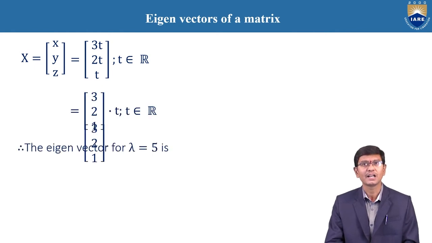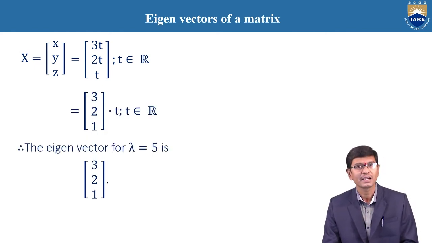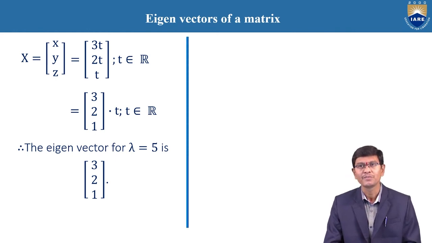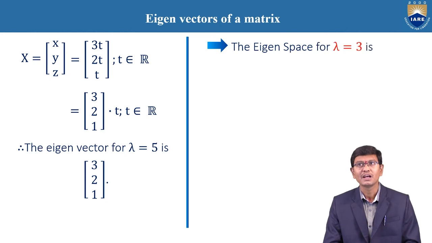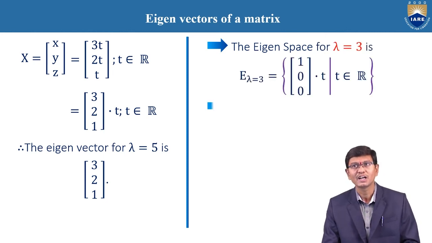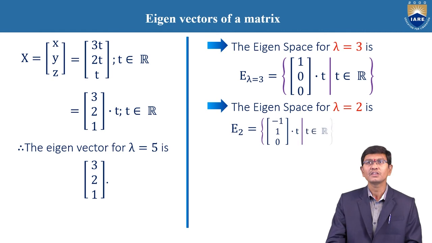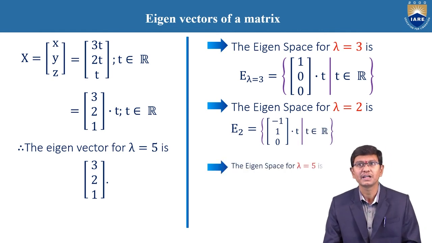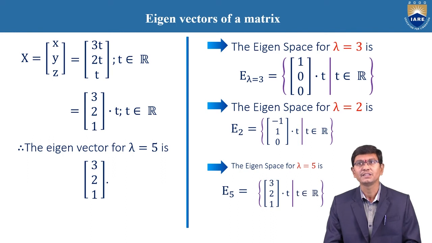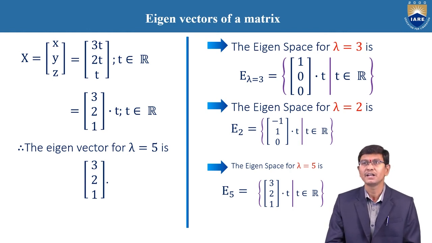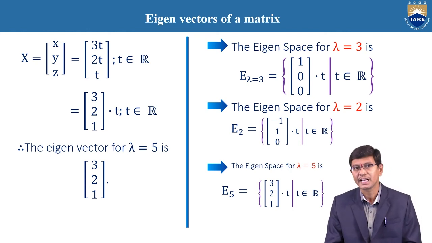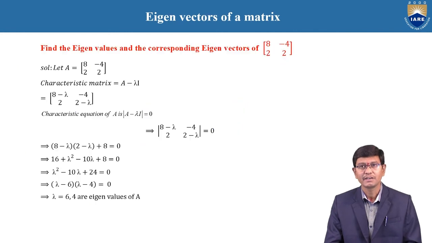Therefore, this is the solution of the eigenvector corresponding to lambda is equal to 5, that is 3, 2, 1. Therefore, the conclusion is that lambda is equal to 3 is the eigenvalue. Similarly, here it is clearly mentioned that the eigenspace for lambda is equal to 3 is E3 is equal to 1, 0, 0, and lambda is equal to 2 is minus 1, 1, 0, and lambda is equal to 5 is 3, 2, 1. These are the three corresponding eigenvectors of the given matrix.